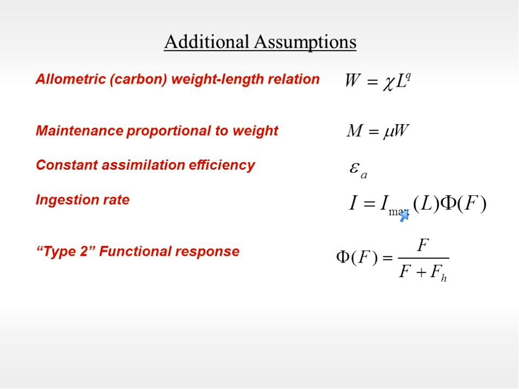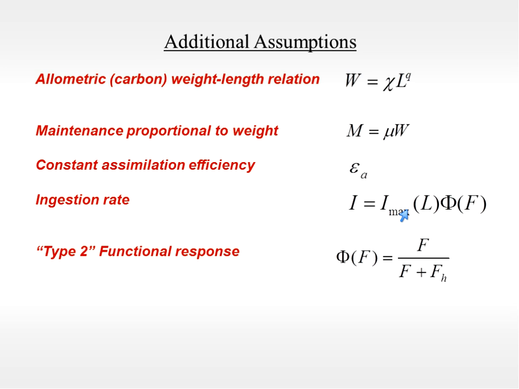The dependence on size and food density is multiplicative. And what I mean by that is that an animal of a given size can feed at a certain maximum rate that is then modulated by the amount of food that's available. But the factor by which it's modulated is the same for small animals and large animals.